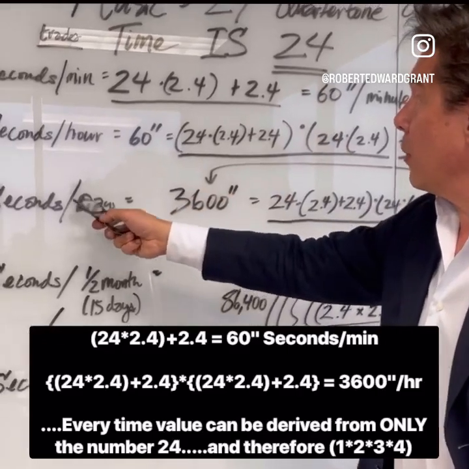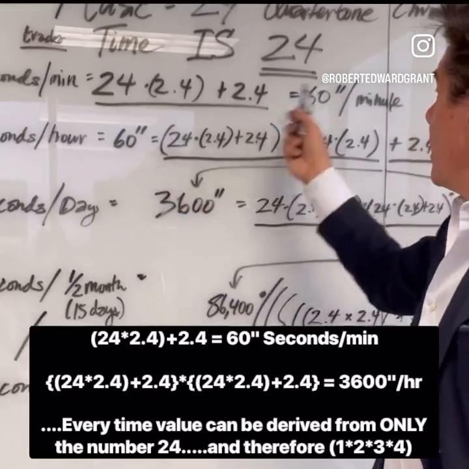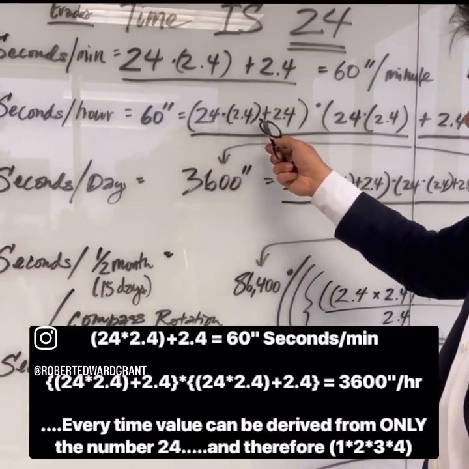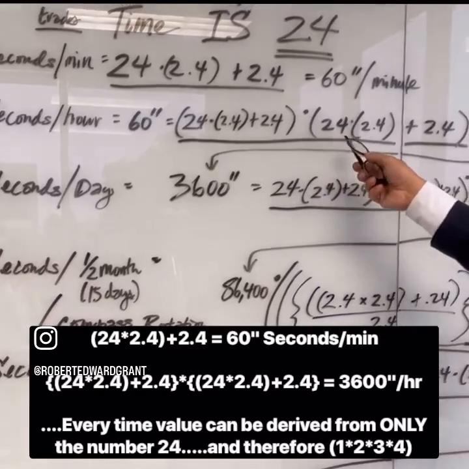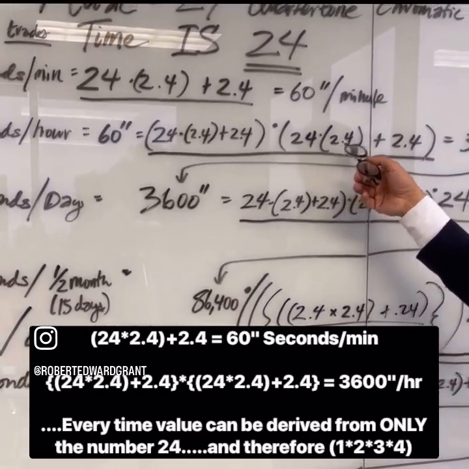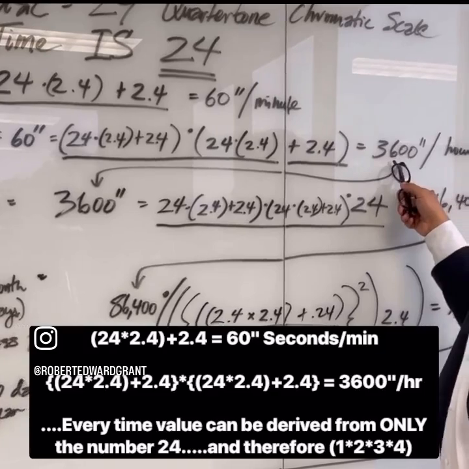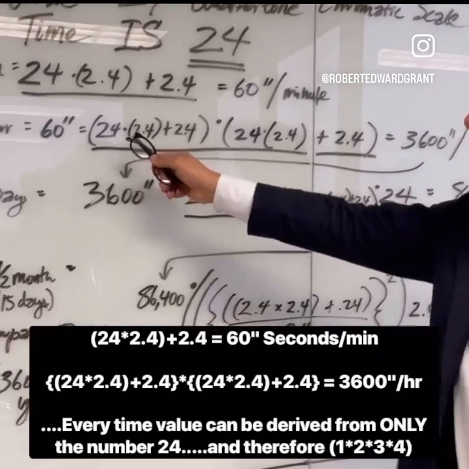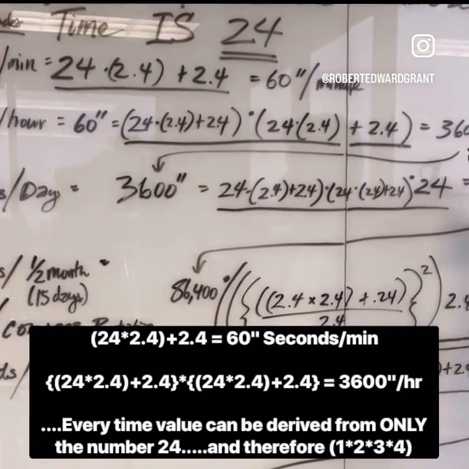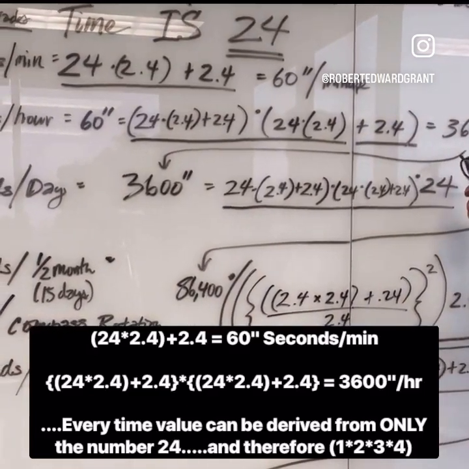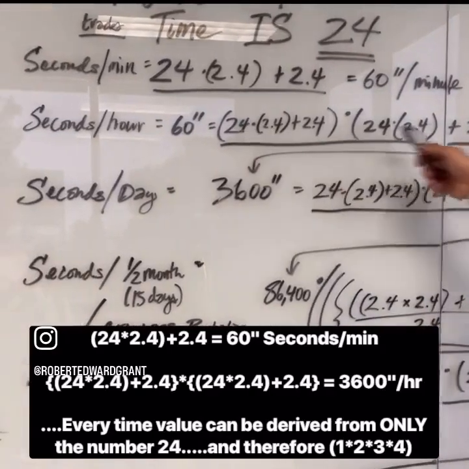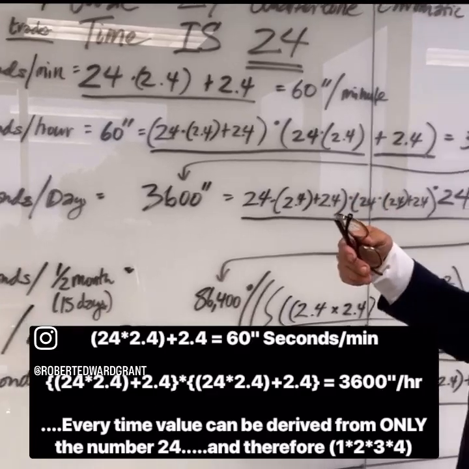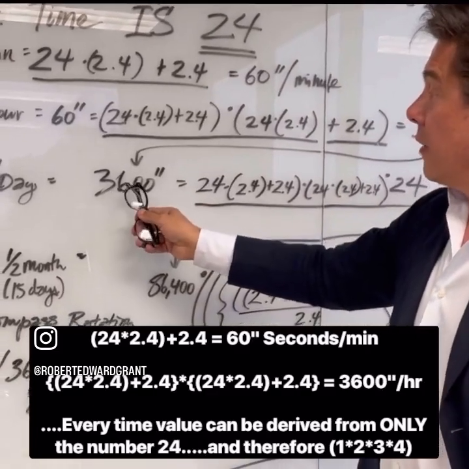Then we have the number of seconds in 1 hour. We take that same 60, derived as 24 times 2.4 plus 2.4, and multiply it by the same 24 times 2.4 plus 2.4, which equals 3,600. That's the number of seconds we have in 1 hour, right? So again, with only 24 and 2.4 you could derive the whole thing, and you could replace every one of those 2.4s and 24s again with 1 times 2 times 3 times 4. So then you've got 3,600.